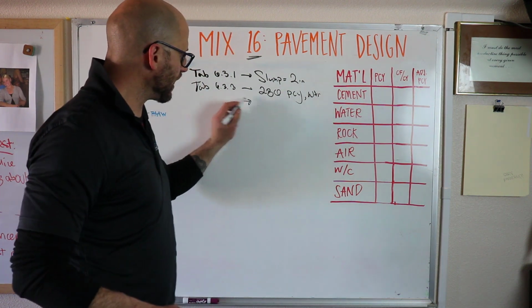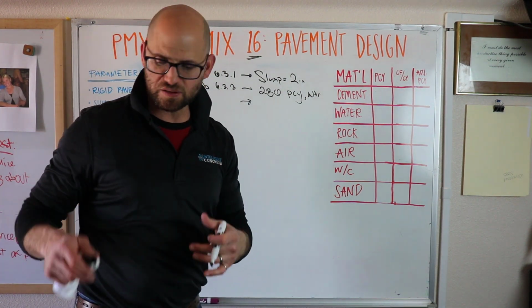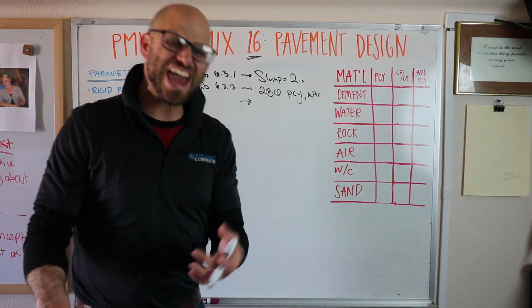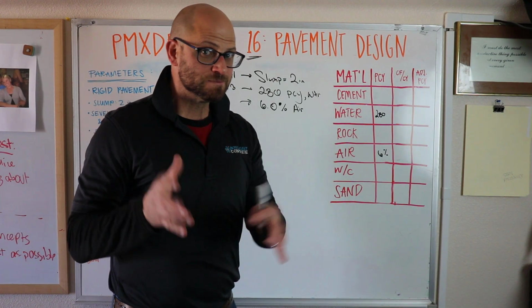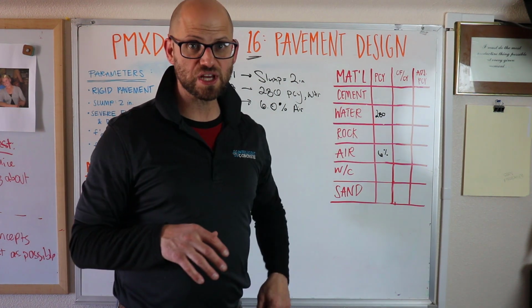Now, outside of that, what we also get from that lower section of the table is the amount of air that we need in our concrete. Because we have severe freezing and thawing, or severe exposure, and a 3/4 inch aggregate, we're going to be at 6.0% air. There is a note on the bottom of table 6.3.3 that says if you have rounded rock, you can take a certain amount of that water out. We're using crushed rock. Can't take that water out, so we're sticking with 280 pounds.